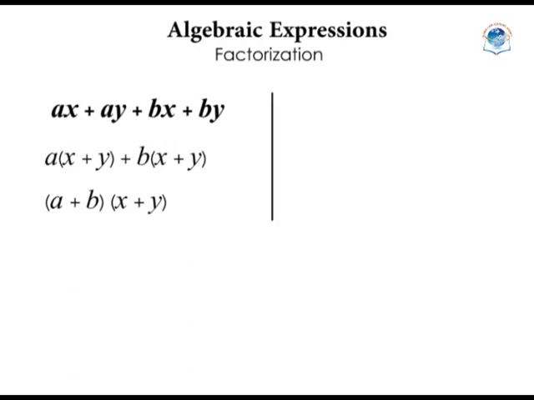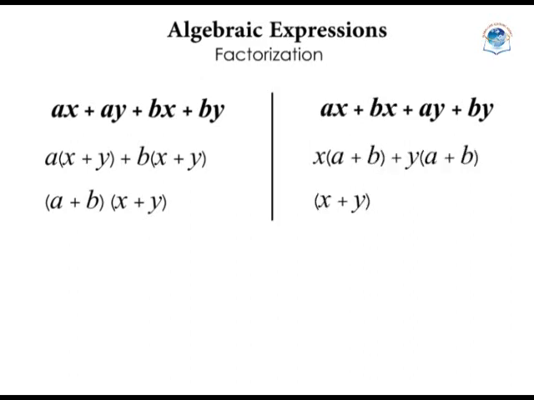We could even factorize out x and y instead of a and b, so that we rearrange our expression to be ax plus bx plus ay plus by. The first two terms, x is common, so we have x into a plus b. The next two terms, y is common, plus y into a plus b. And therefore we shall have x plus y times a plus b.